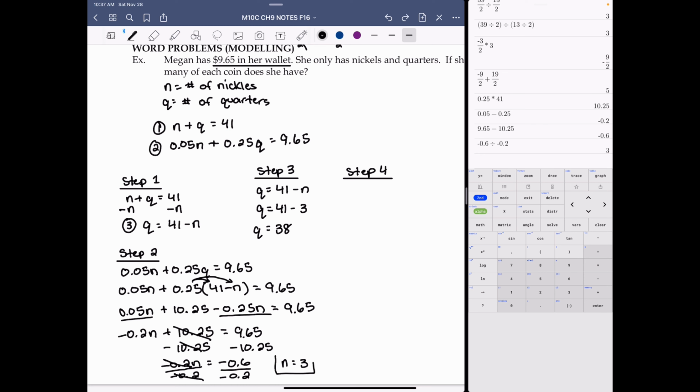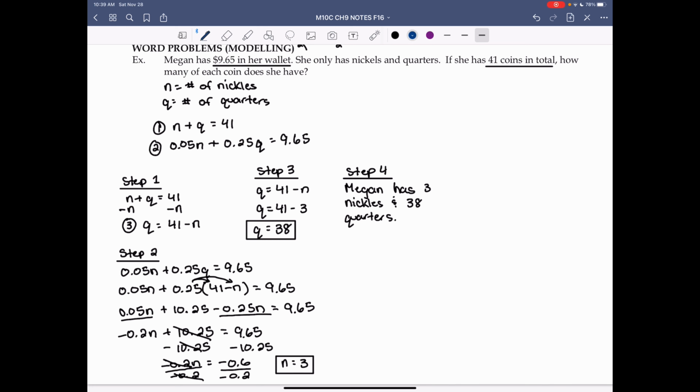For word problems, we don't usually write an ordered pair, so we don't even know which variable goes first or second, since it could be either. But if you were asked to write an ordered pair, you could write it either as 3, 38 or 38, 3. They would both be correct. But for word problems, we just typically write a statement. So we can write Megan has 3 nickels and 38 quarters. And again, just to double check, we can verify our solution.